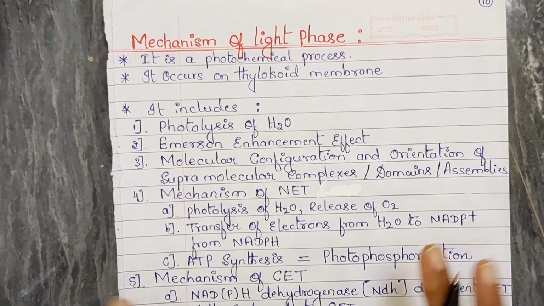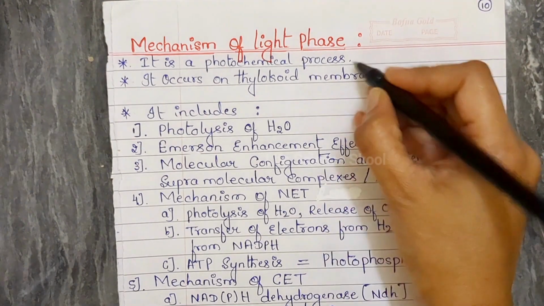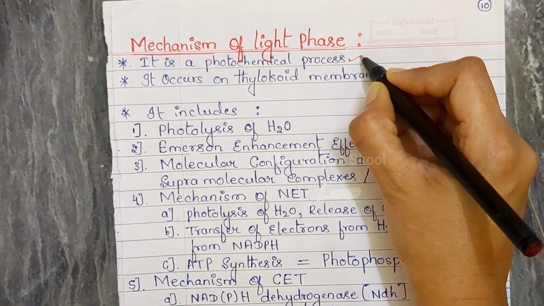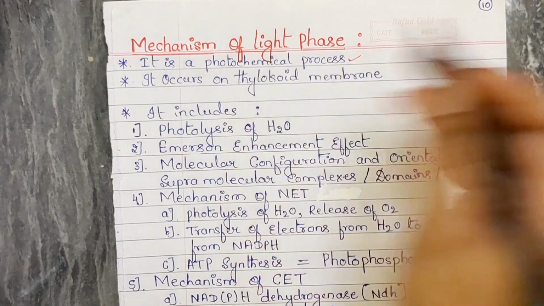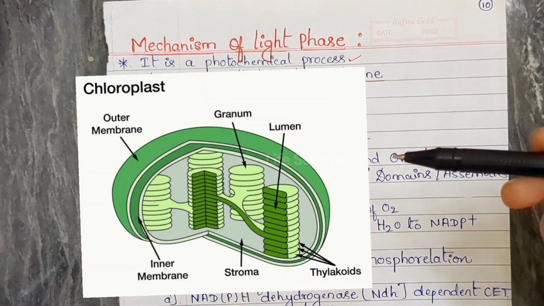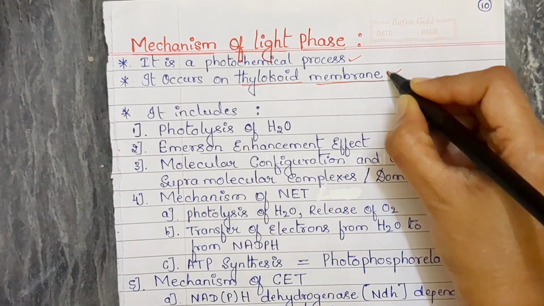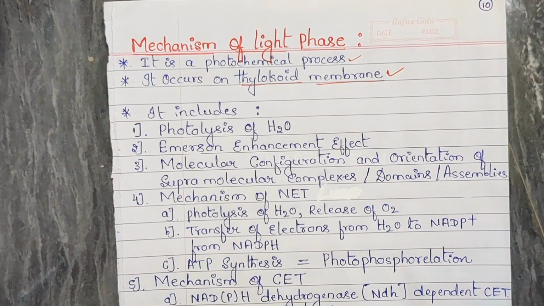First we will start with the first one. What is this light phase? It is a photochemical process. Photo means light and it is a chemical process, and it occurs in the thylakoid membrane. The diagram I have displayed here. So the light phase occurs on the thylakoid membrane. You have to remember this point, it is important. They will ask where the light phase takes place, or where the dark phase takes place. The light phase takes place on the thylakoid membrane.